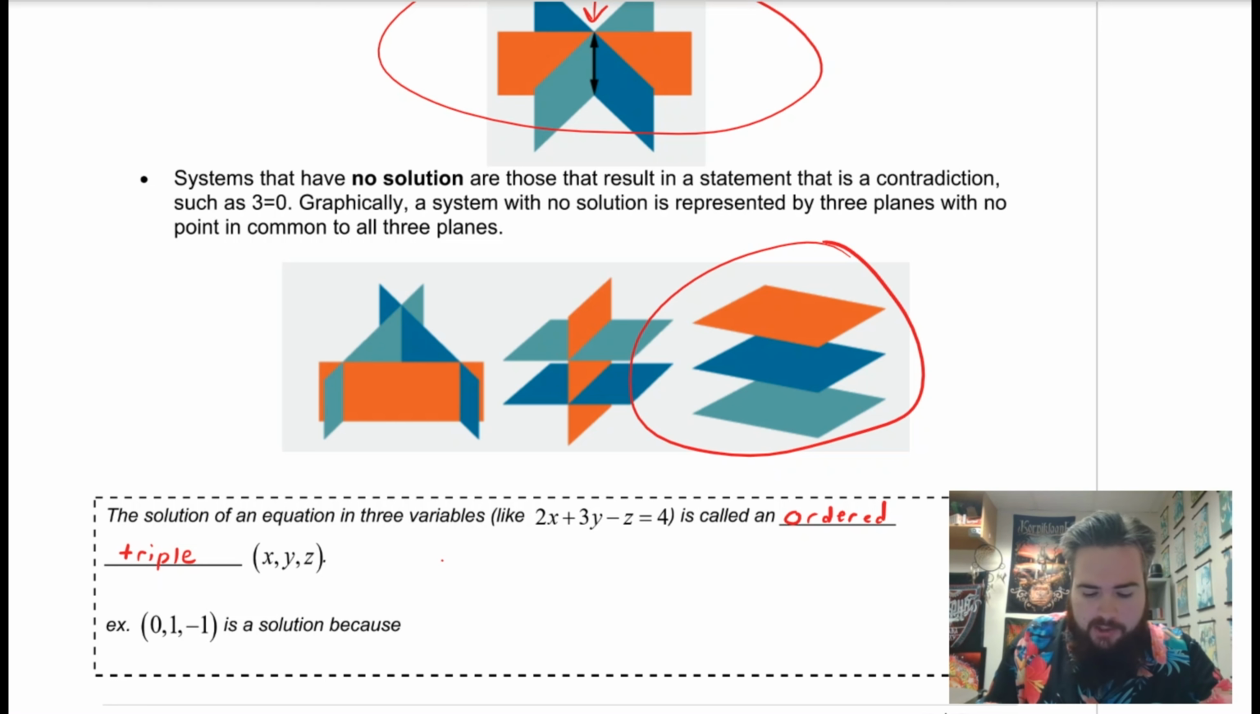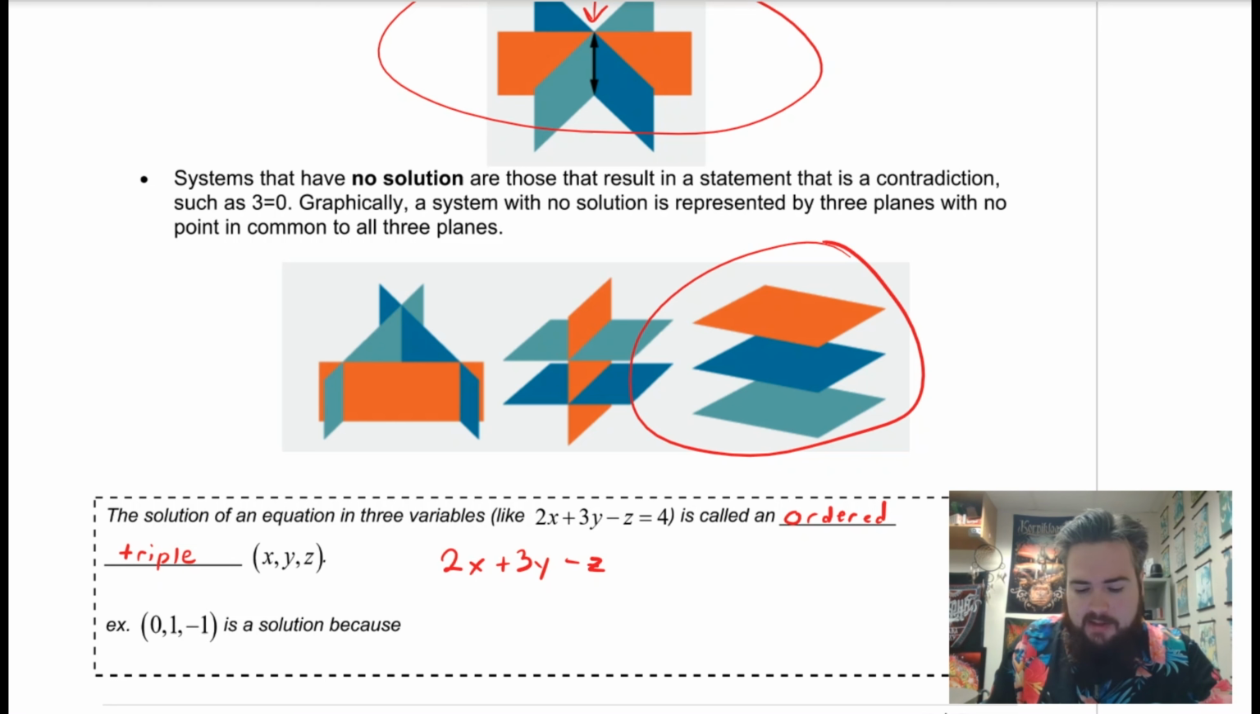If I take that equation, 2x plus 3y minus z equals 4, and I plug in 0, 1, and negative 1 for x, y, and z respectively, that will give me 2 times 0 plus 3 times 1 minus negative 1 equals 4. 2 times 0 is 0, 3 times 1 is 3, and minus a negative 1 would be plus 1.